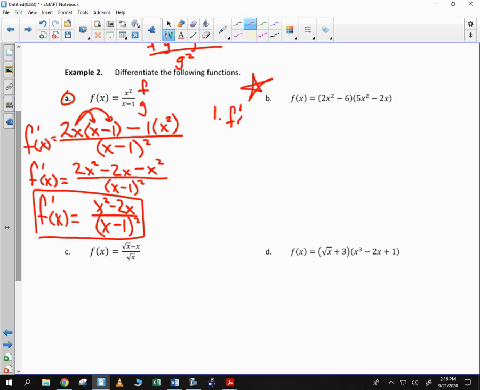So f prime of x is, when we use the product rule, we say f prime times g plus g prime times f. And the derivative of the first part is 4x times 5x squared minus 2, plus the derivative of the second part, which is 10x minus 2, times the first part, which is 2x squared minus 6.